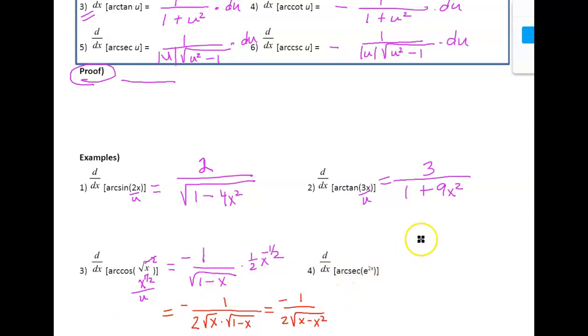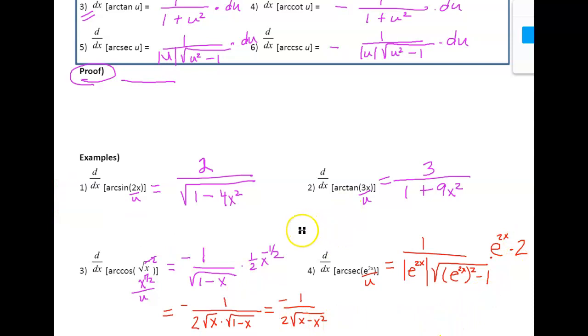And then the last one is arc secant. So this is u. So you get 1 over the absolute value of e to the 2x. And technically e to the 2x won't ever be a negative value, so the bars might be gone on a multiple choice question. But for right now, I'm going to write this. So e to the 2x, and that's squared minus 1, times the derivative, e to the 2x. So it's e to the u times the derivative of its exponent.